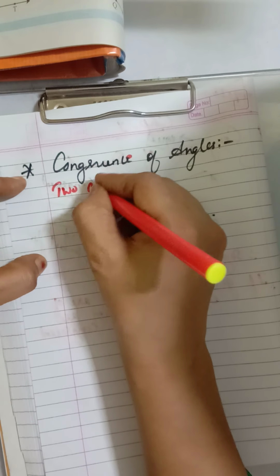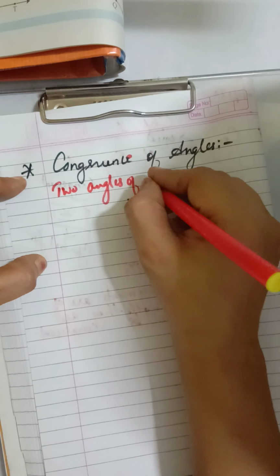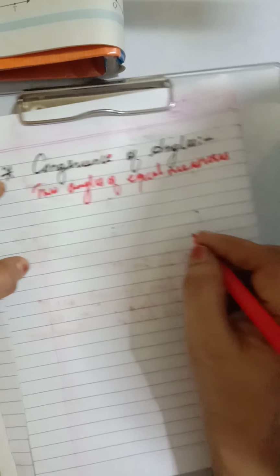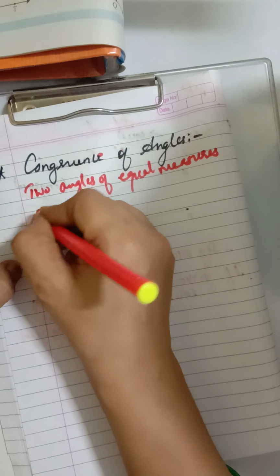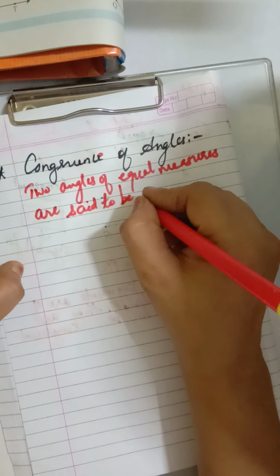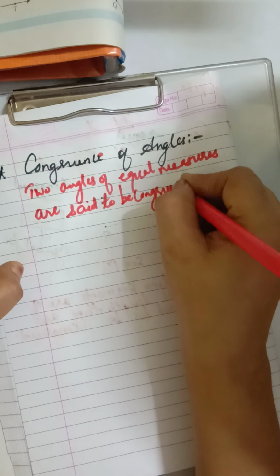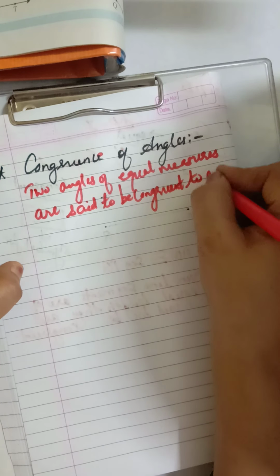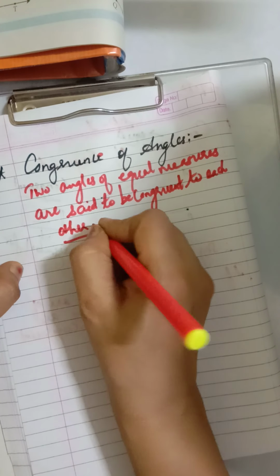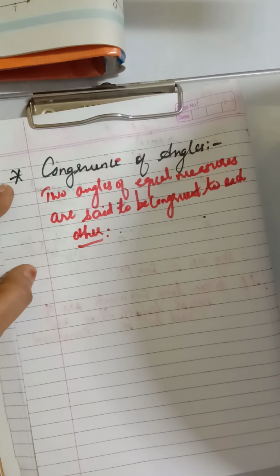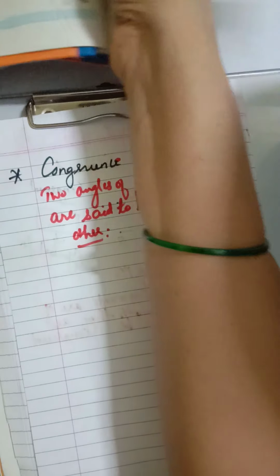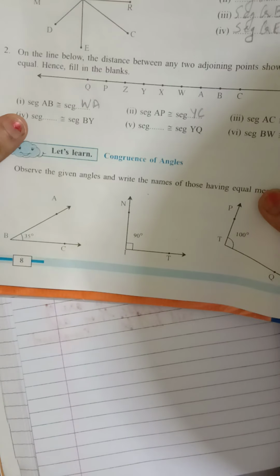Two angles of equal measures are said to be congruent to each other. So two angles of equal measures are said to be congruent to each other. Now take your textbook. In your textbook, children, you can see some angles are drawn.